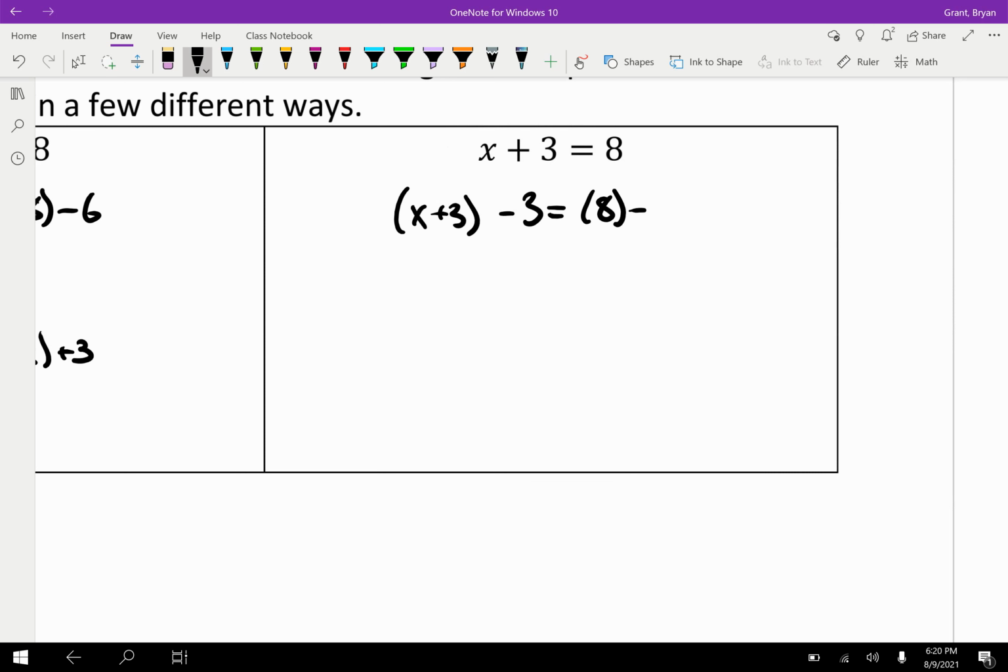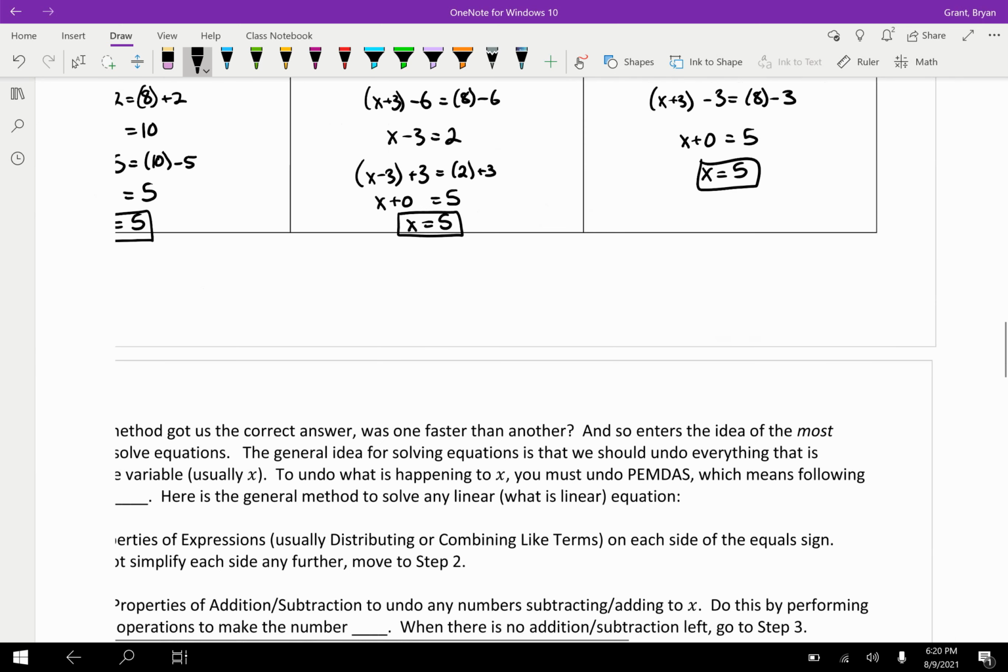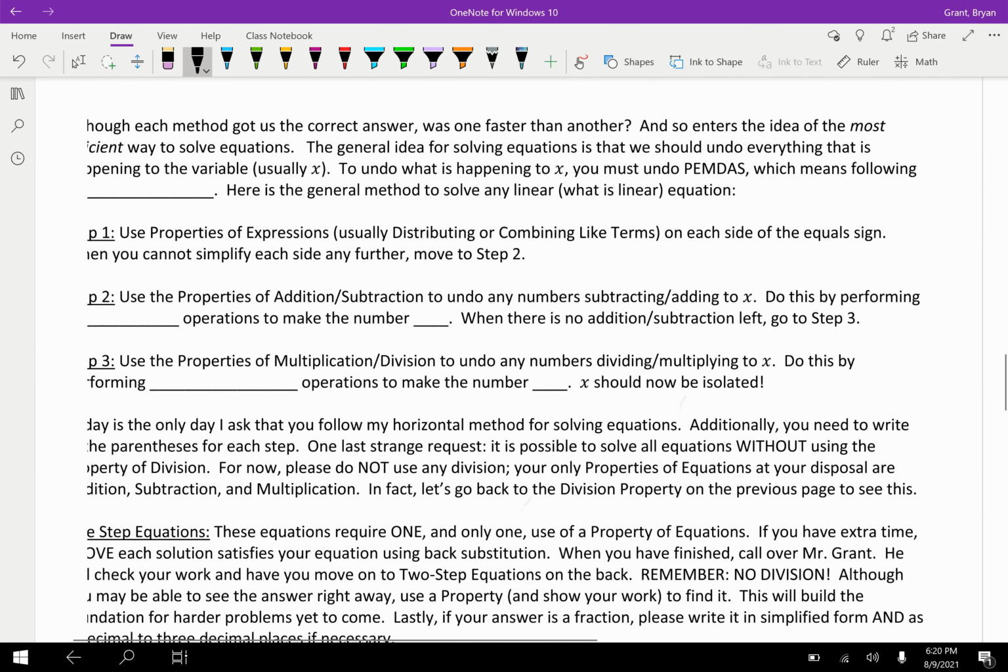Whatever we do to one side, we do to the other to keep our scale balanced. 3 minus 3 is 0. 8 minus 3 is 5. And of course, we don't need to write the 0. We just get x equals 5. All right. Let's move on to our next page.